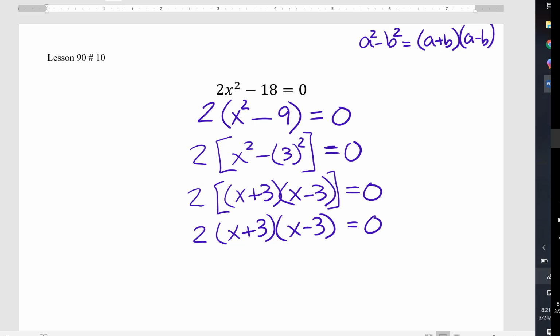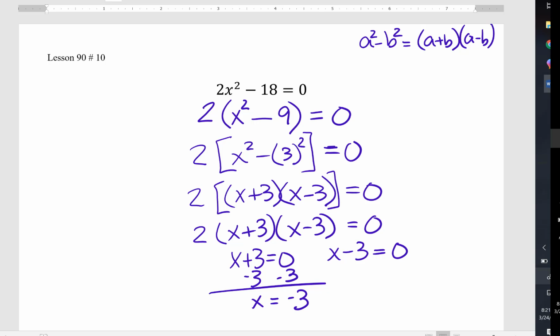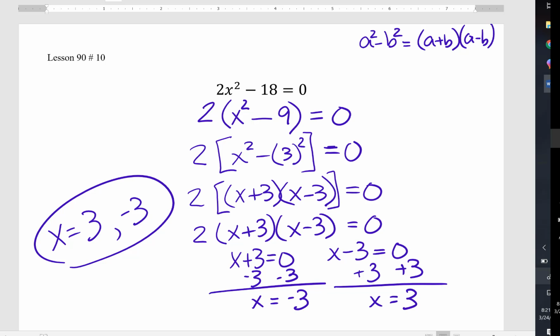Now, if you multiply things together and your product is 0, then you know that one of those things has to be 0. Now, 2 obviously cannot be 0, so I'm not going to worry about that. The other 2 factors could be 0. x plus 3 could be 0, or x minus 3 could be 0. If x plus 3 is 0, that means that x is negative 3. If x minus 3 is 0, that means that x is 3. So the 2 solutions to this equation are x equals either 3 or negative 3. So those are the solutions to that equation.